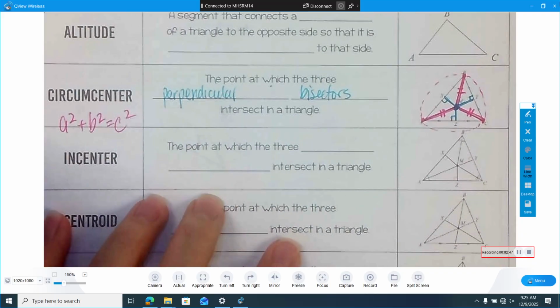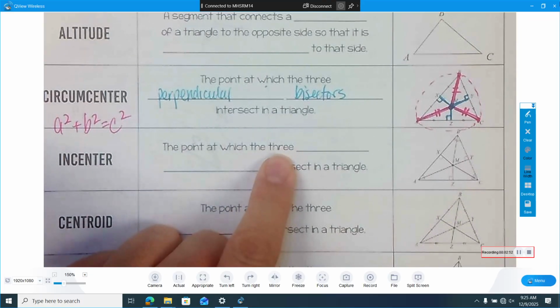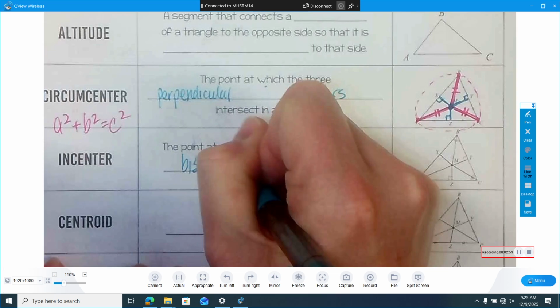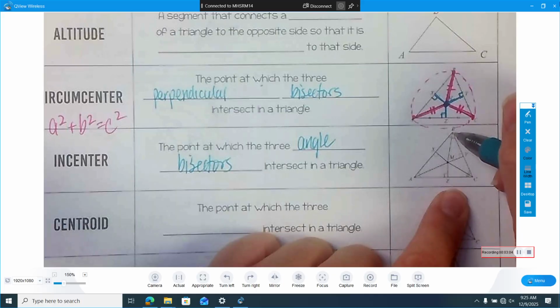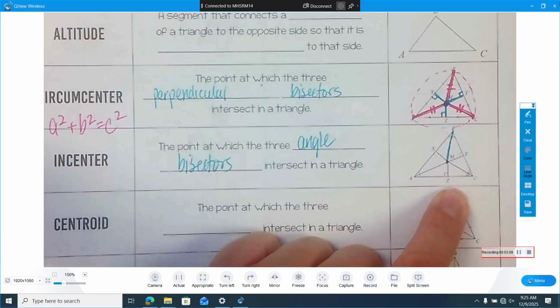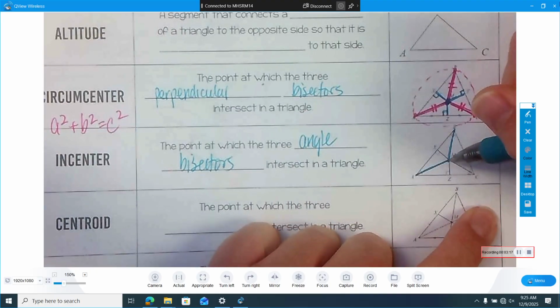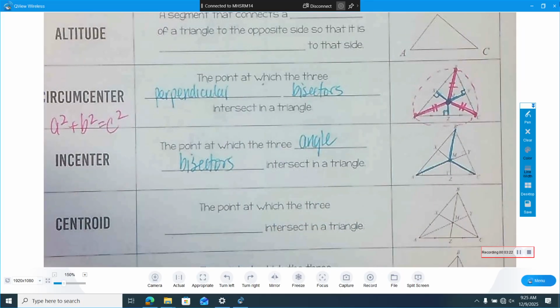We also had the incenter. The incenter was the point at which three angle bisectors intersect in the triangle. Angle bisectors mean I'm going to the angle, I'm going to my vertex, and I'm bisecting it, creating two little baby angles that are congruent. And at each triangle vertex here, we're bisecting that vertex angle. So these three lines are the angle bisectors.